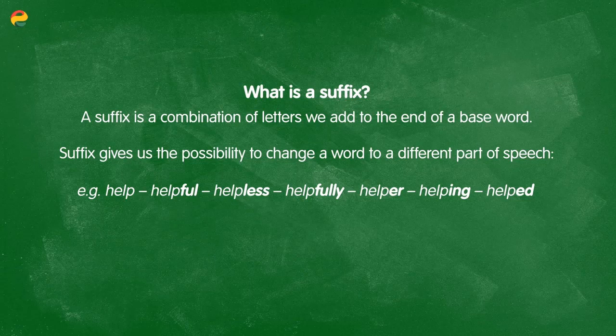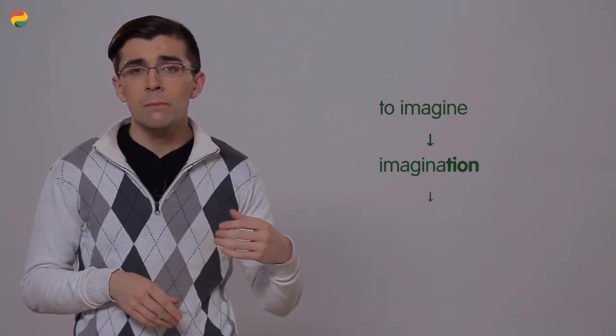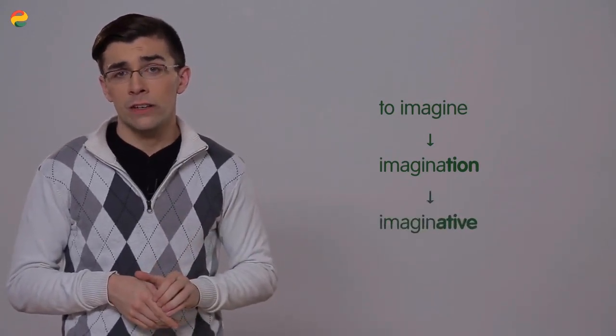So, for example, we can take a small word and we can change it a bunch of different ways. What word should we use? I've got it. What about help? So if I take the word help, let's look at some ways that I can change it. I can say help. I can be helpful, or I can be helpless. I can also say something like helpfully, or helper, helping, helped. Now, let's look at another example. Imagine. If I play with the ending of the word imagine, I can have an imagination, a noun, or I can be imaginative, an adjective.